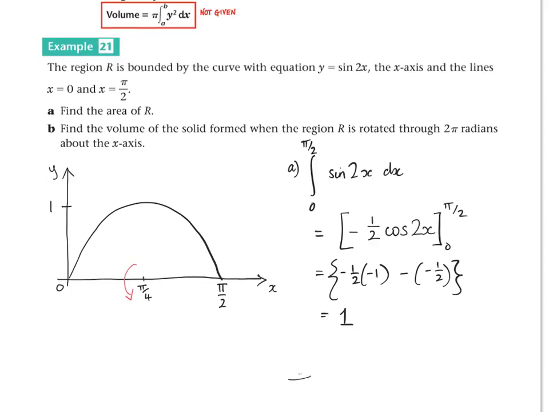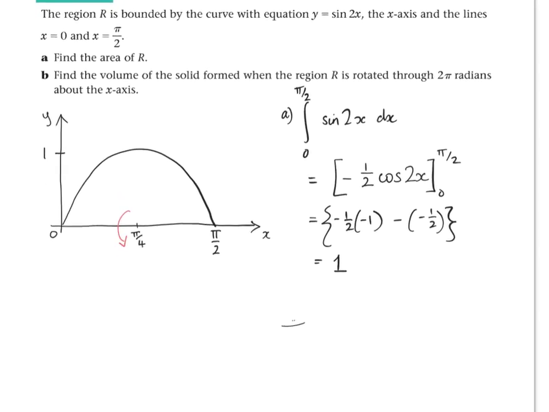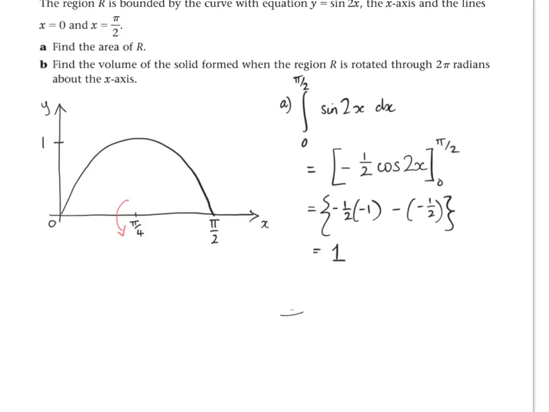So what's that going to look like then? Well, if we put it into the formula that we've got, it states that it's pi in between a and b, which is 0 and pi by 2, of y squared dx. So that then becomes pi, 0 to pi by 2, of y squared, which is sine squared 2x dx.